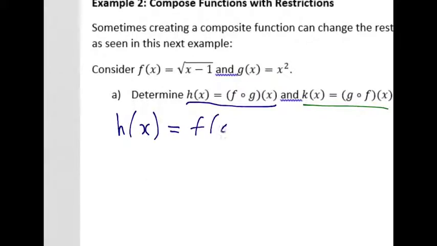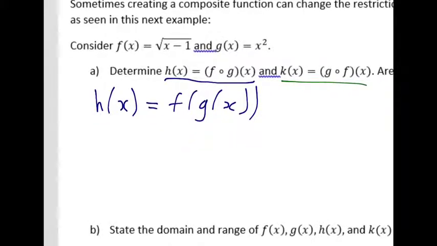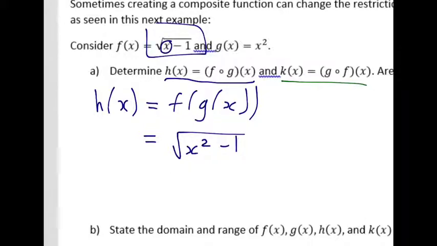This would be f of g of x. So we're going to put g of x inside of f. Can you see what it should be? The square root of x squared subtract 1, right? Square root of x squared minus 1. Yeah, right? You take f of x, this function, and wherever you see x, you replace it with g.